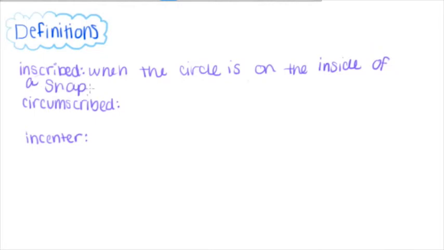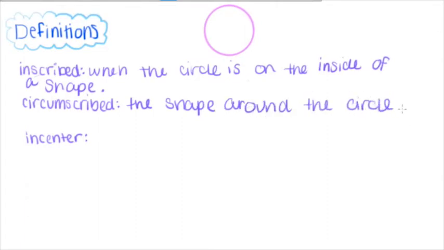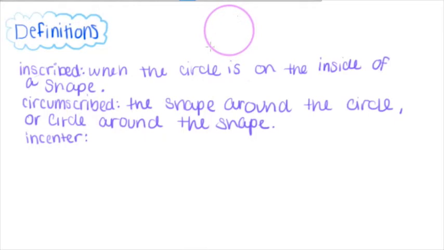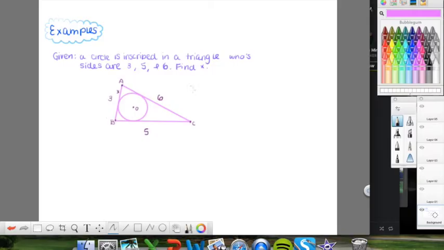Some more definitions. First, inscribed is when a circle is on the inside of the shape. Circumscribed is when the circle is around the shape, or the shape that surrounds the circle is circumscribed around the circle. Finally, the incenter is the center of the circle inside the shape. A circle is inscribed in the triangle.